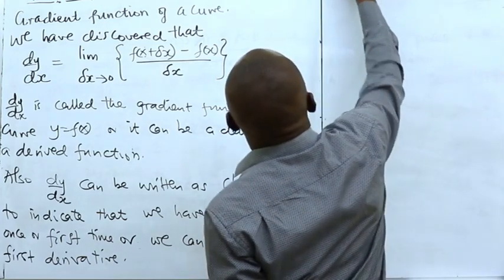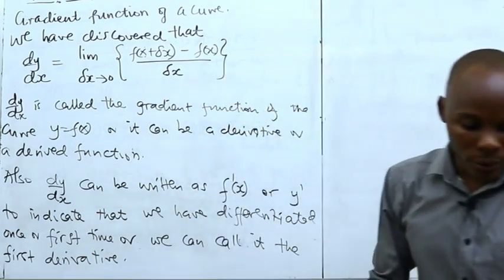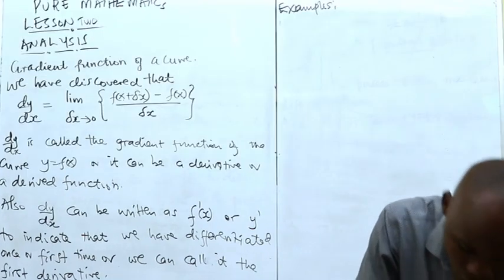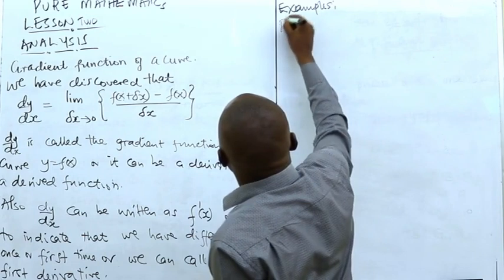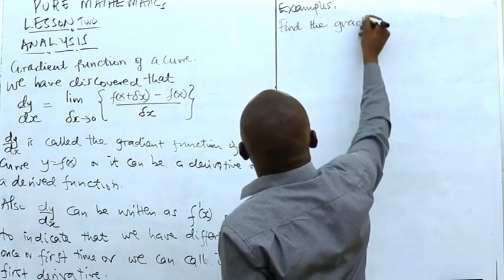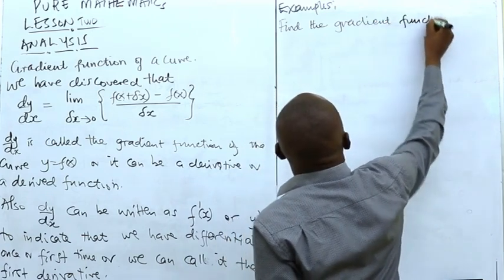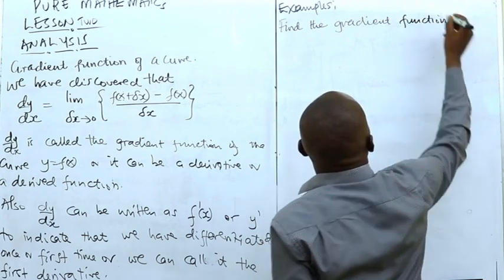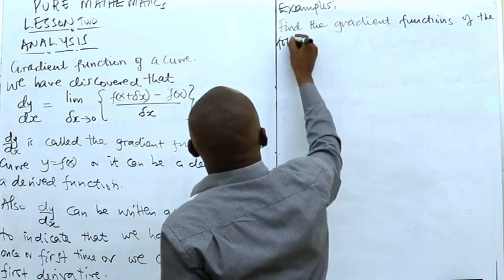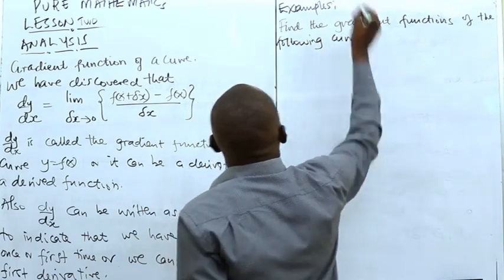Examples. One, we're saying find the gradient functions of the following curves.